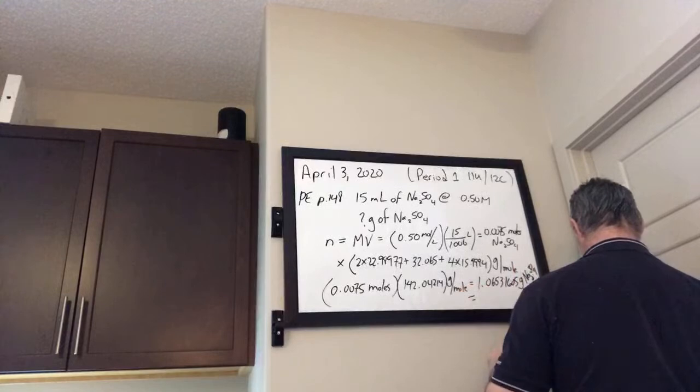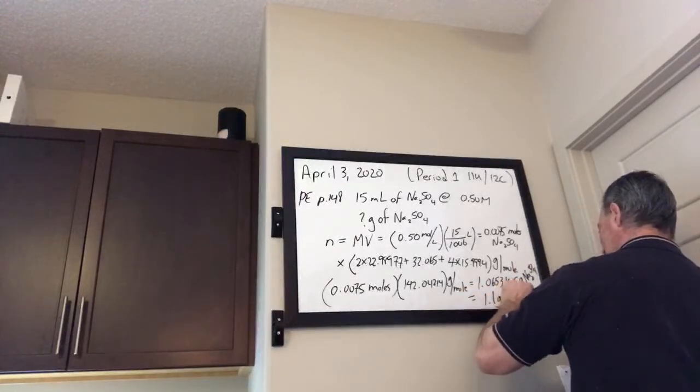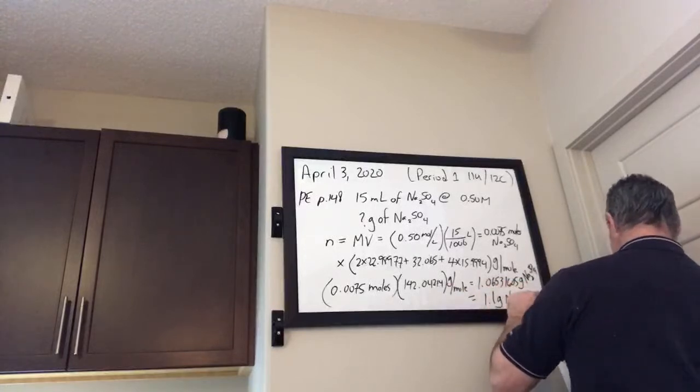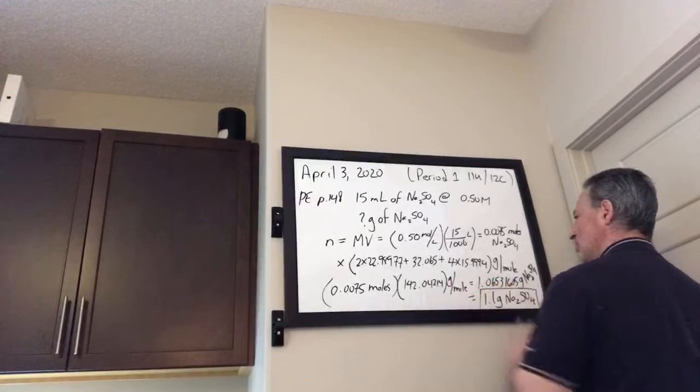And you get 1.1 grams when you report it to the correct number of sig figs. You're only allowed 2 sig figs, so you have to round up. So you get 1.1 grams of sodium sulfate.